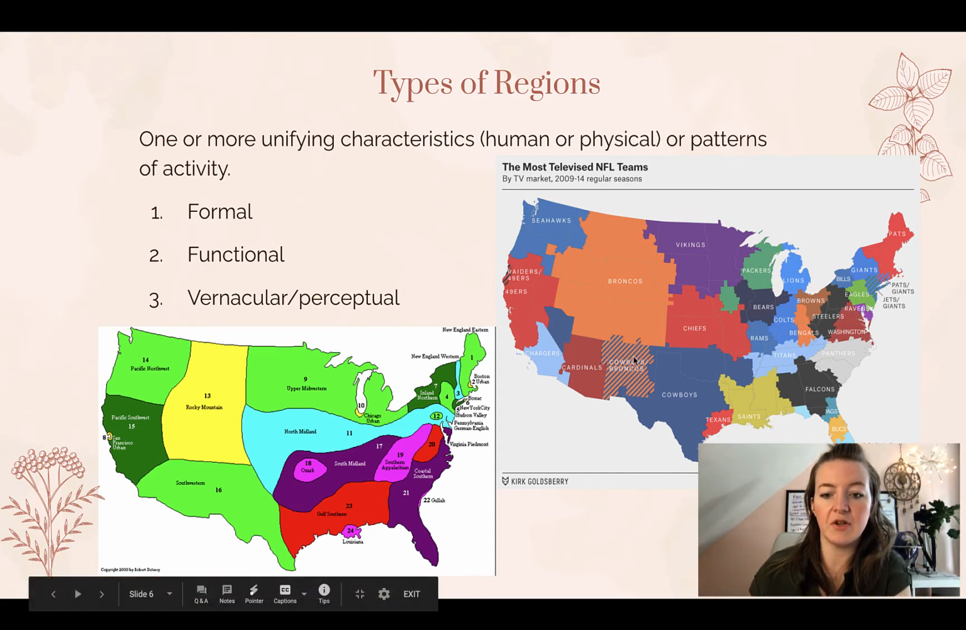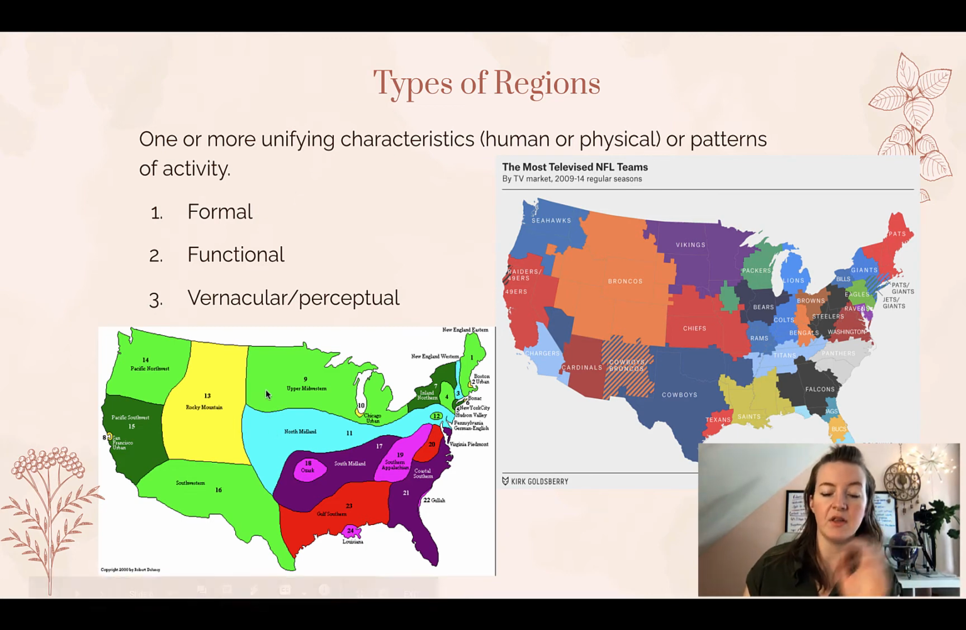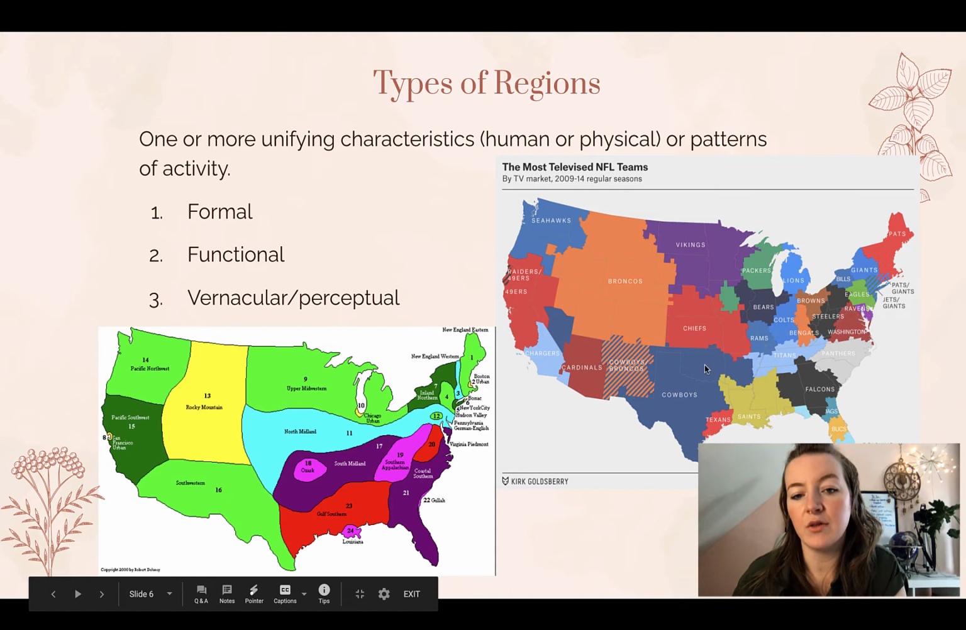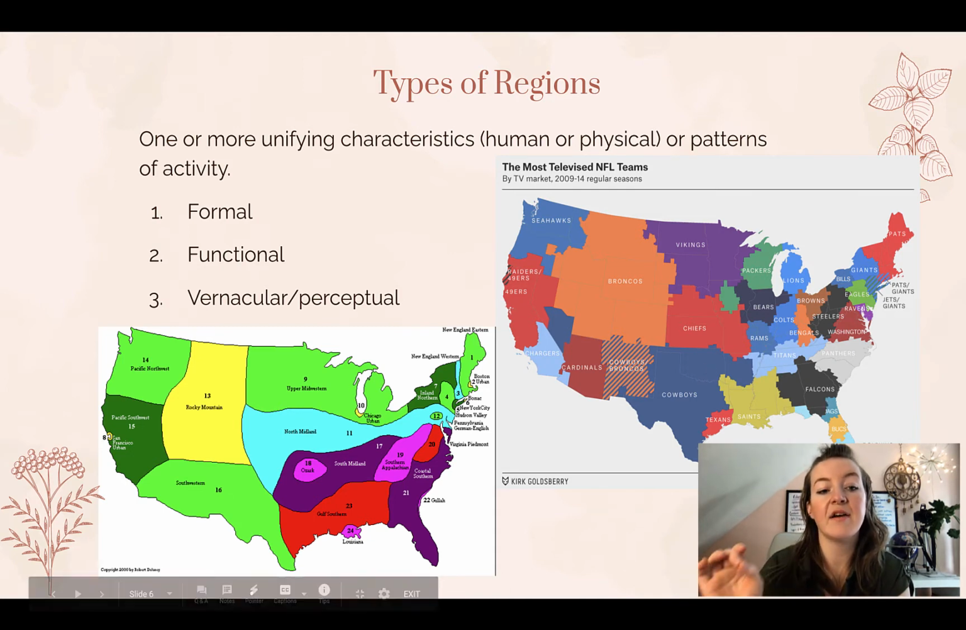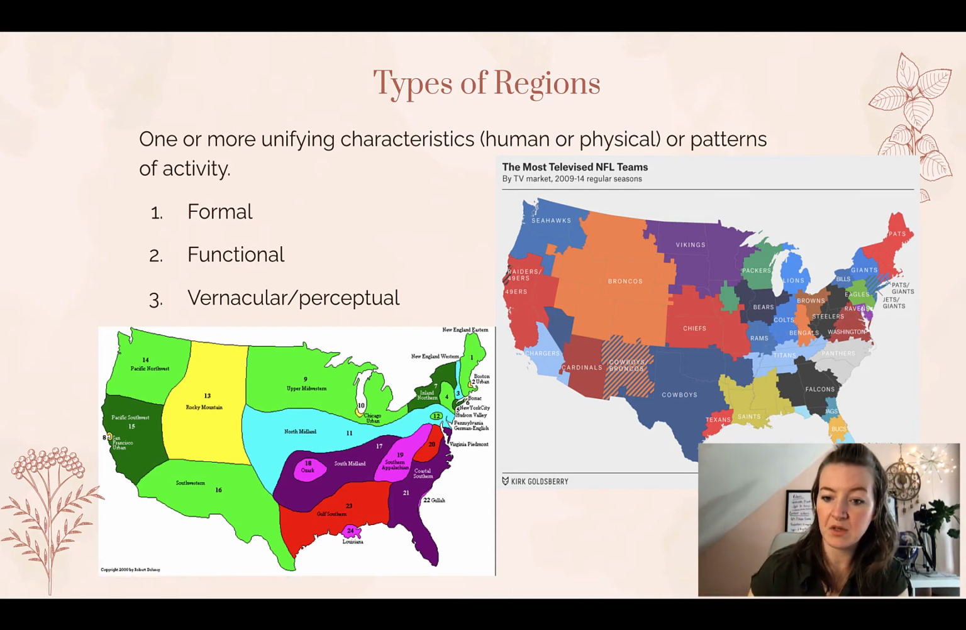If you look up here, we have two different types of maps. On the left-hand side, we have a perceptual or vernacular map. On the right-hand side, we have a functional map. In this case, we're looking at the function of the different NFL teams. Functionally, how widespread is their fan base? How far do they function as the team for that region?